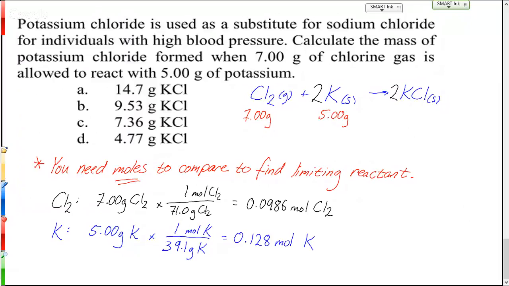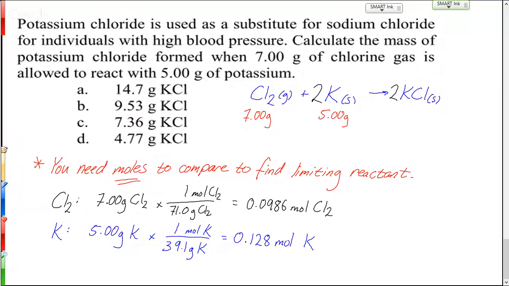All right, so now we've got moles. We're a little closer. How can we figure out whether or not one is limiting or the other is limiting? How can we figure out which one is limiting here? We need to find the grams for K2K. Yeah, but we can't yet, because we can't until we know which one's limiting.